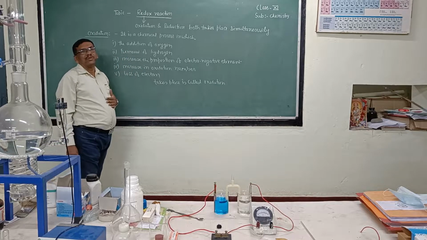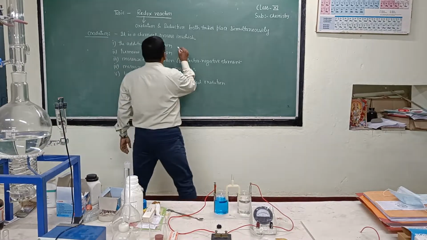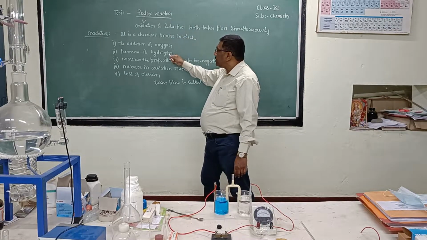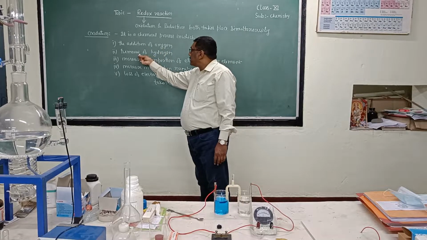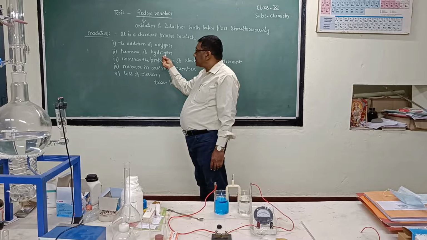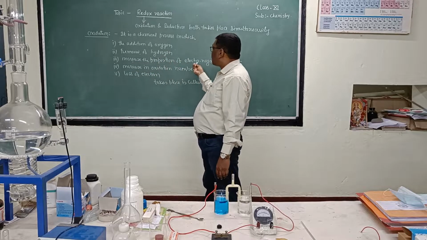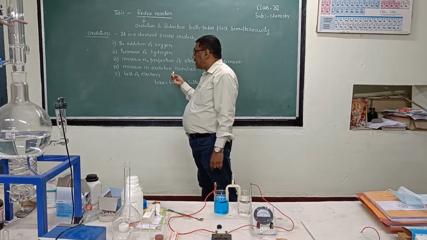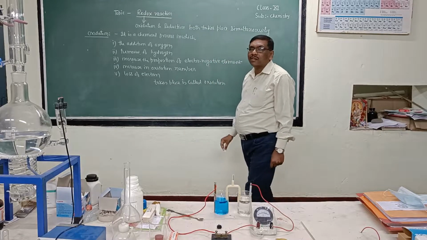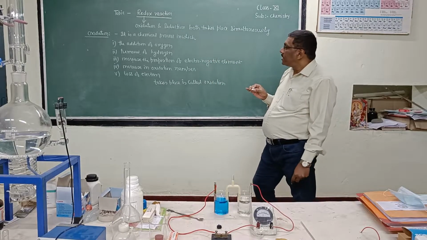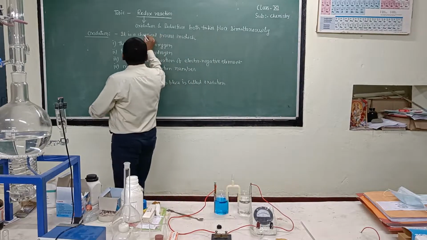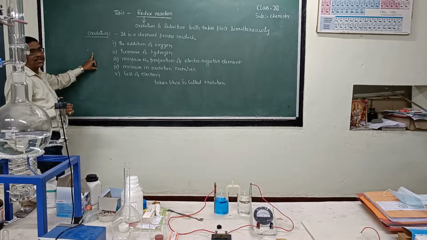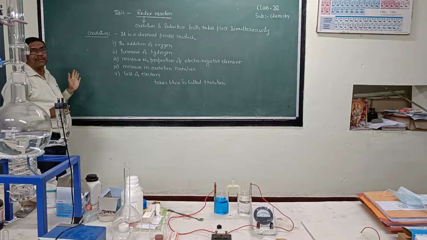Reduction is just the reverse of oxidation. So reduction may be defined as a chemical process in which removal of oxygen, addition of hydrogen, decrease in the proportion of electronegative elements, decrease in oxidation number, and gain of electrons is called reduction. The redox reaction is the reaction in which oxidation and reduction take place simultaneously. Now let us see one example.